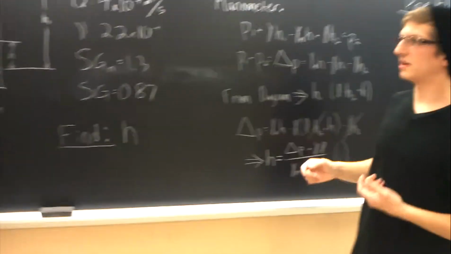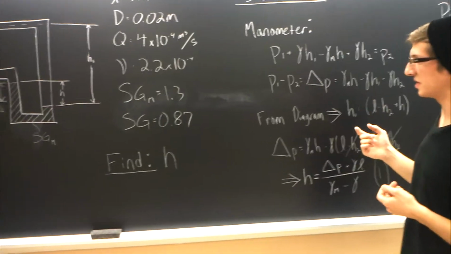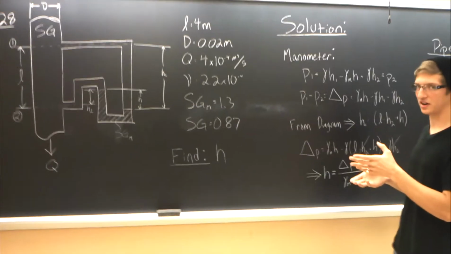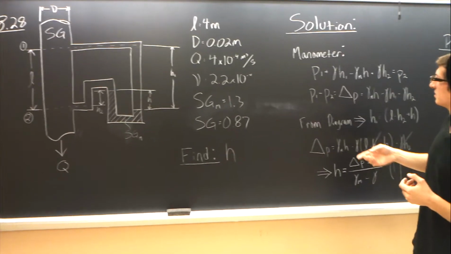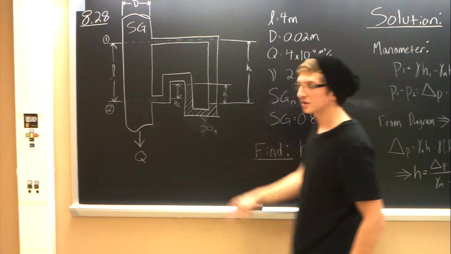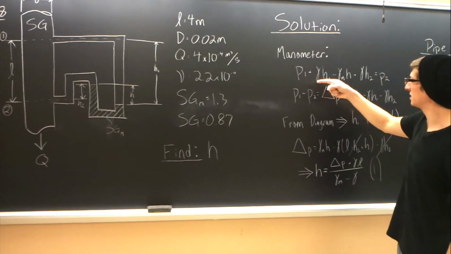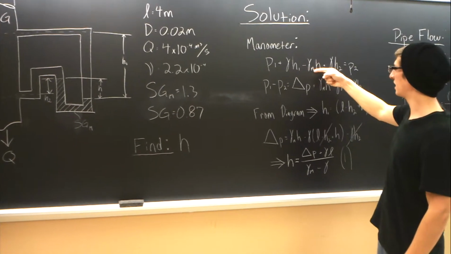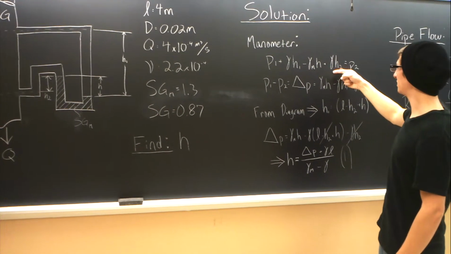Now, the first thing I did is I set up a manometer because that's what I knew how to do. I didn't really know what this was asking for. So the first thing I did was do what I know, made a manometer. So from here we go from surface 1, which is right here, to surface 2. Quite simply, it's just P1 plus gamma H1 minus gamma M H plus gamma H2 equals P2.